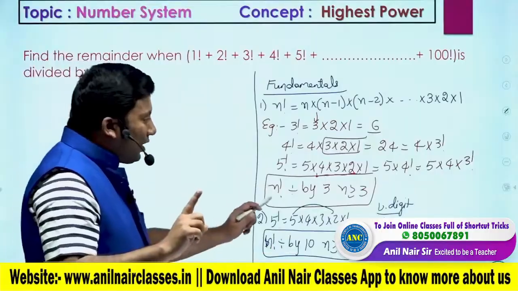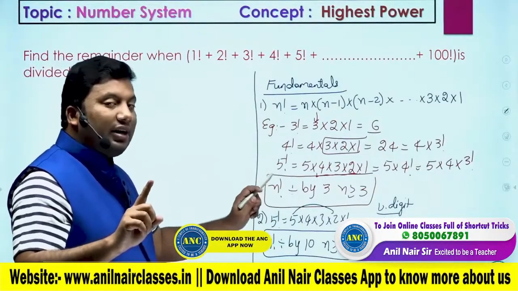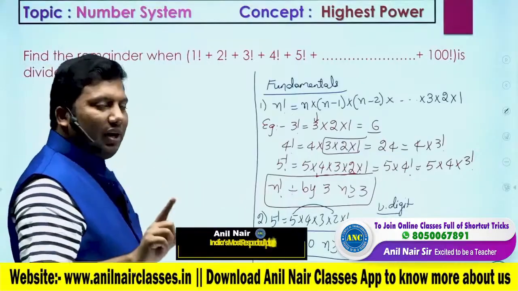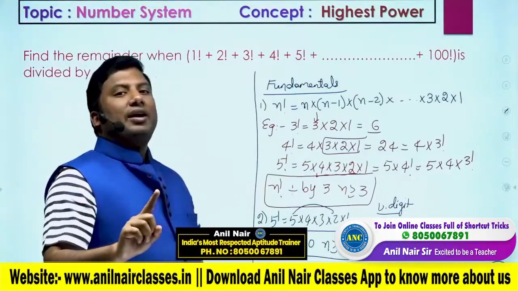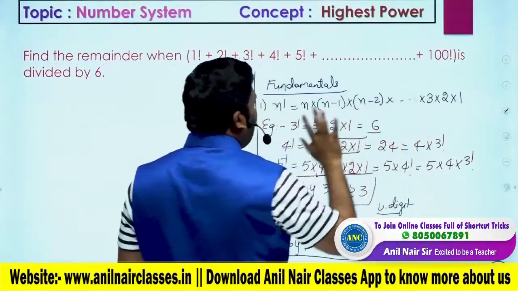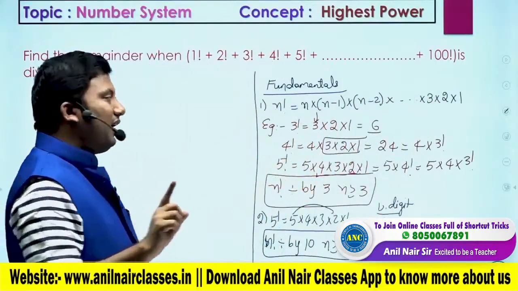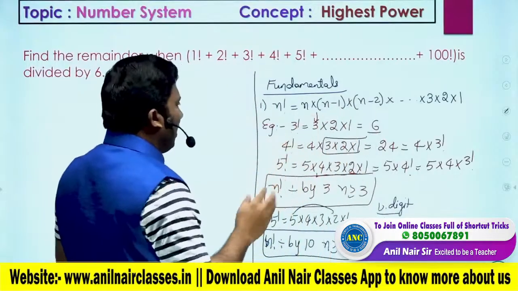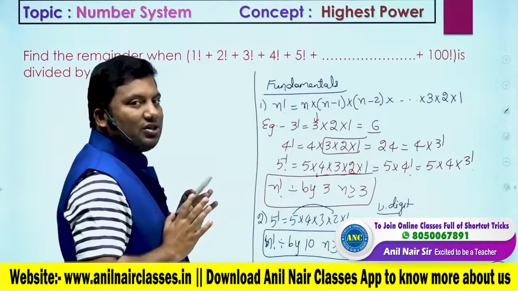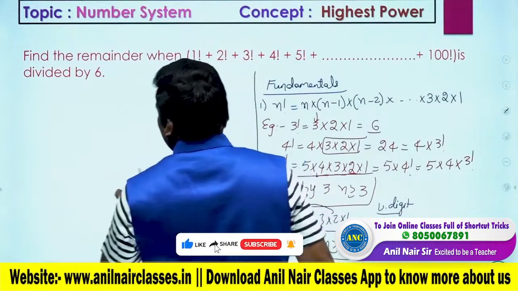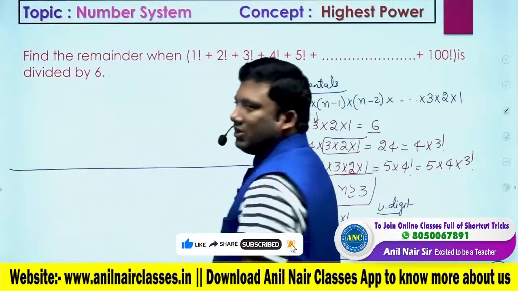I will come back to each and every key point by taking some very, very good questions. A factorial is defined as the product of all natural numbers from n to 1. Some simple calculation based questions.